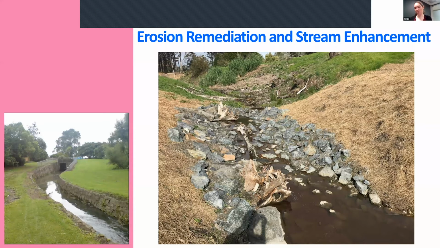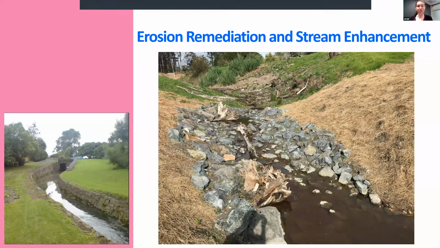So now it's all about enhancing our streams and trying to restore the natural ecosystem. So, taking away the pipes, putting back in a natural stream, trying to encourage the ecology back, so the fish or the insects that live in the stream, bringing back the vegetation alongside it.